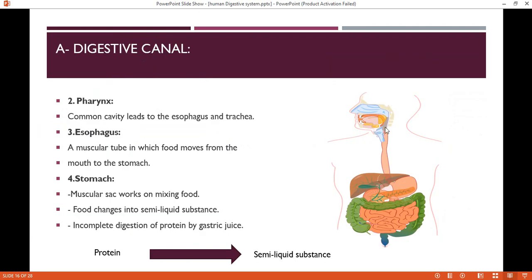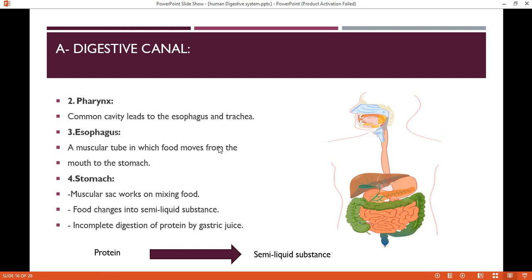Let's see the pharynx. The pharynx is an important part of the digestive canal because its common cavity leads to the esophagus and the trachea. Of course, you know the trachea. Here we have the pharynx, here is the esophagus, and this pipe leads to the lungs, so this is called the trachea. Okay, so a question will be: which organ of the digestive system connects 2 systems together, the digestive system and the respiratory system? It will be the pharynx. Did you get it? Because it leads to the esophagus and trachea, both of them.